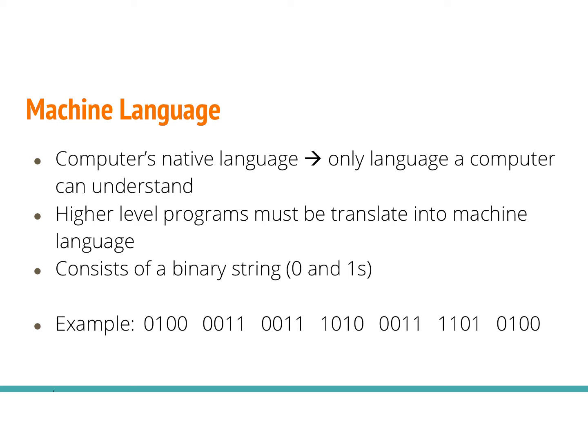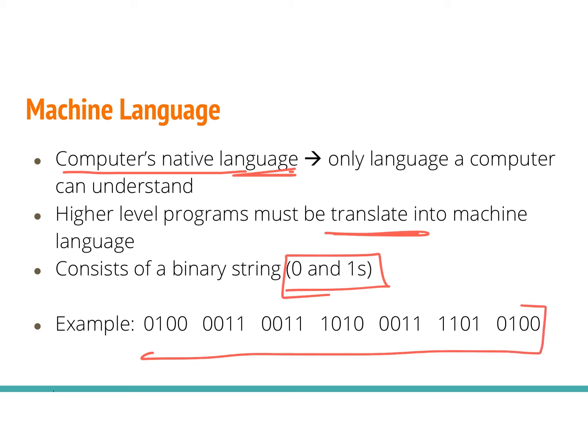Now, machine language, which is our third and final type of computer programming language, is the computer's native language. It's the only thing that computers can actually understand. So every high-level program, any assembly-level programs, must be translated into machine language in order for the computer to read it. Computers consist of binary code, which is just zeros and ones. And so this is an example down here of what machine language looks like. Now, there's different combinations of zeros and ones that represent different letters, different numbers that the computer can actually read.